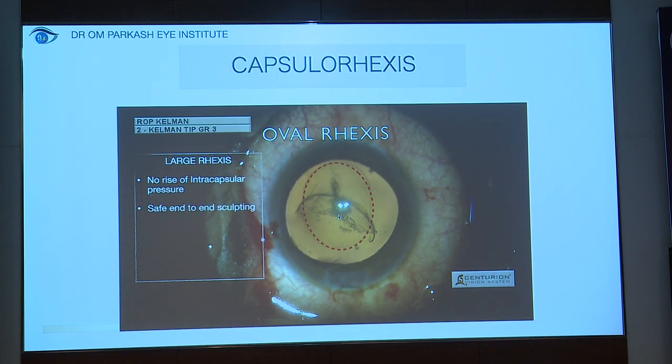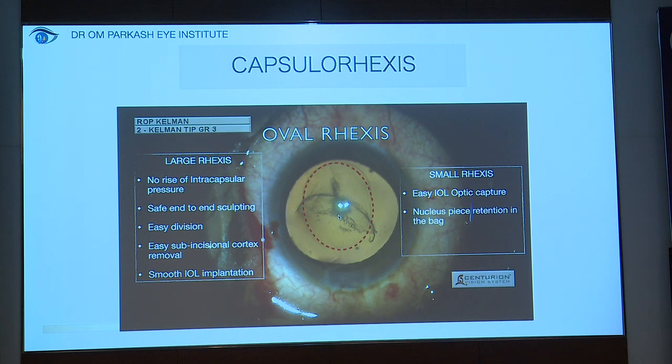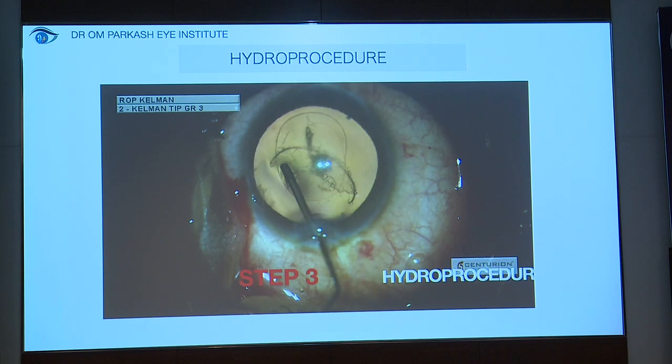There is no rise of intracapsular pressure. There is safe end-to-end sculpting. There is easy division, easy subincisional cortical removal, and smooth IOL implantation. As far as the small rhexis is concerned, optic capture, nucleus piece retention, and tamponading of the vitreous is there.